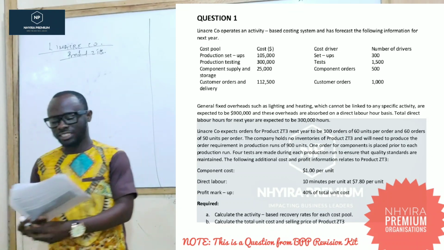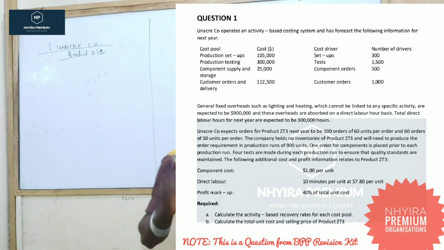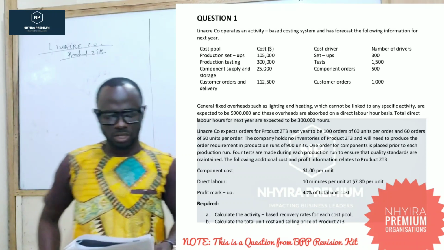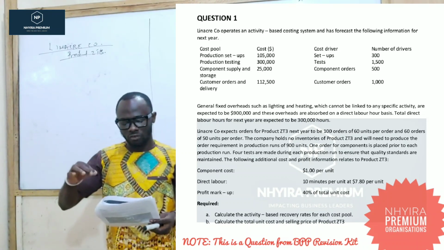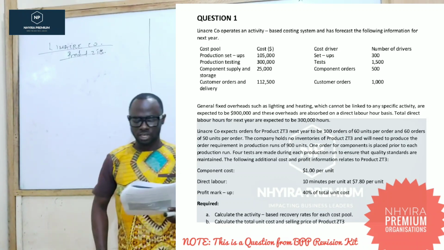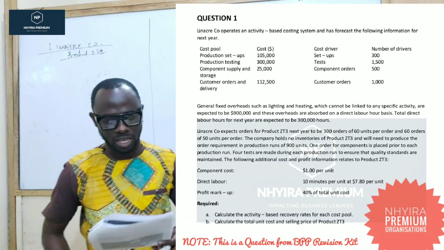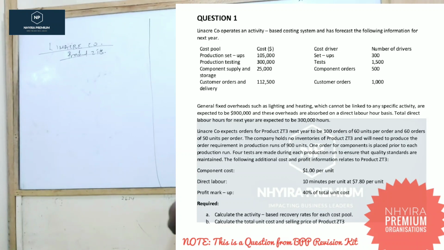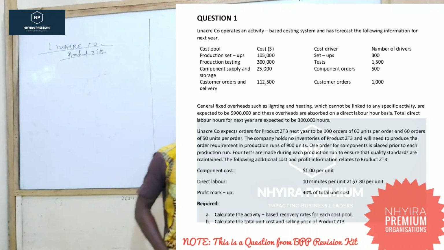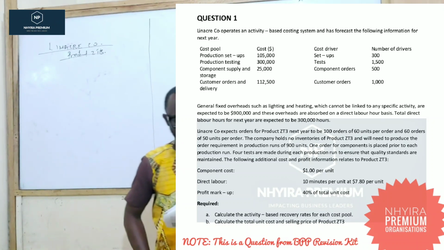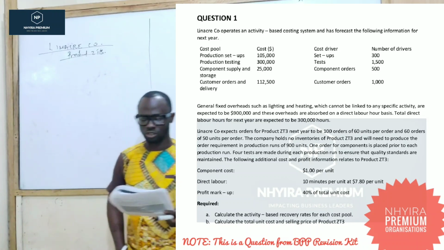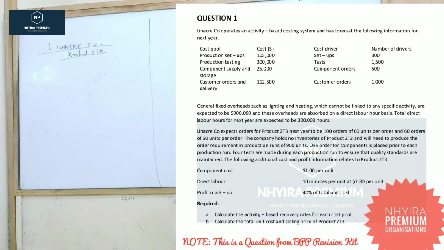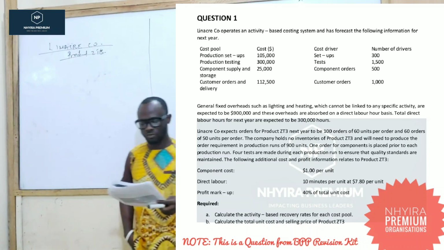Linac Co. operates an activity-based costing system and has forecast the following information for next year. So we have a cost pool, we have the cost drivers. General fixed overheads such as lighting and heating, which cannot be linked to any specific activity, are expected to be $900,000, and these overheads are absorbed on a direct labor hour basis. Total direct labor hours for next year are expected to be 300,000 hours. Linac Co. expects orders for product ZT3 next year to be 100 orders of 60 units per order and 16 orders of 50 units per order.